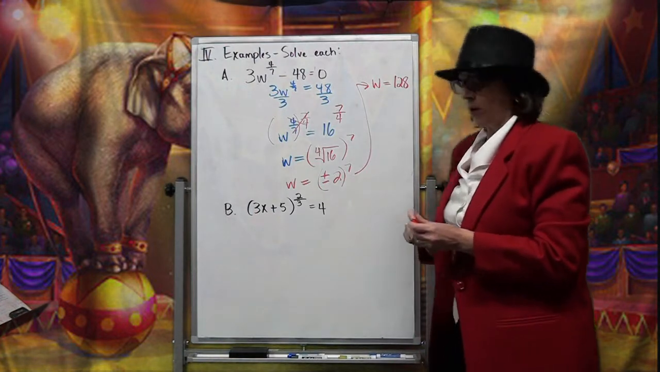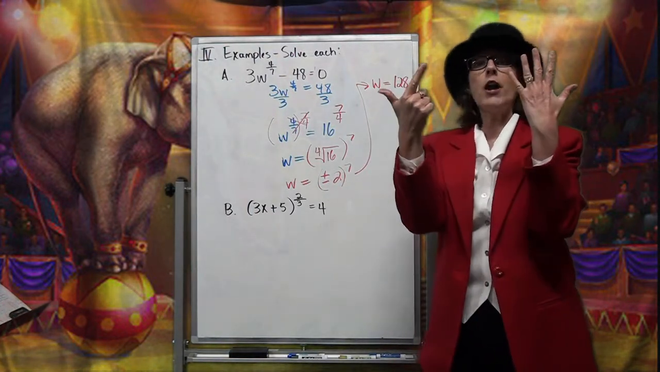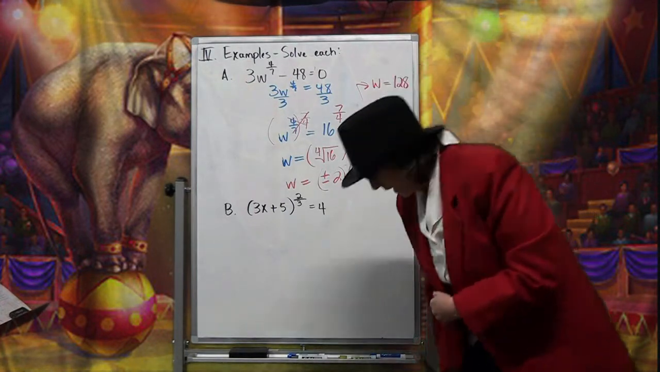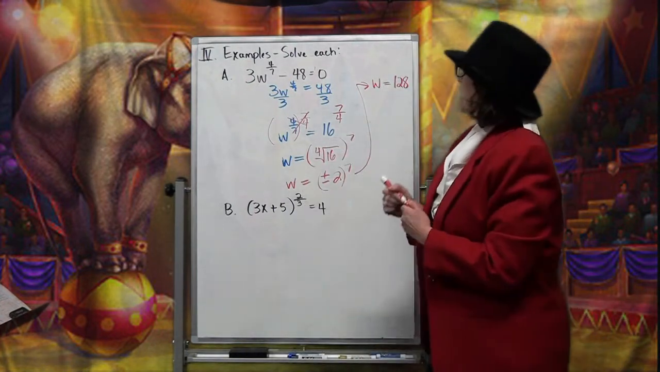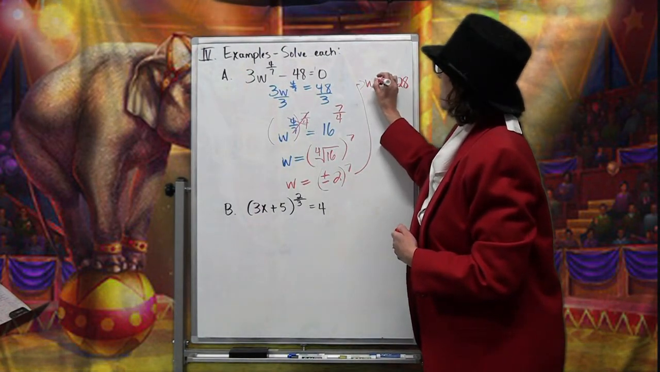Now recall that when I do negative, an odd number of negatives results in negative. So therefore, I'm not only going to get a positive 128, but I'm also going to get a negative 128.